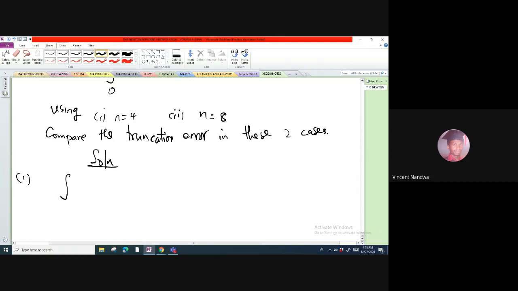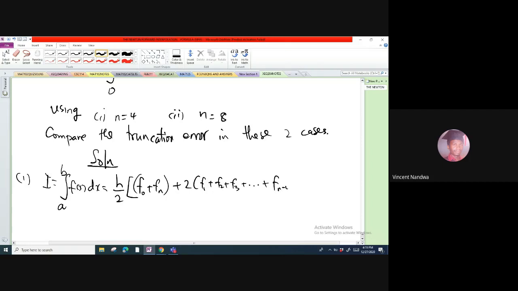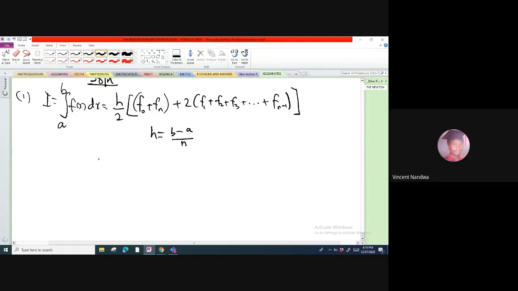So remember we have the integral from a to b. When we have an integral of this form, then the trapezoidal rule is given by this, where h is given by b minus a over n. So that's the starting point. So let's now get our h. So h will be given by 1 minus 0 over n, which is 4. So it will be 1 over 4.